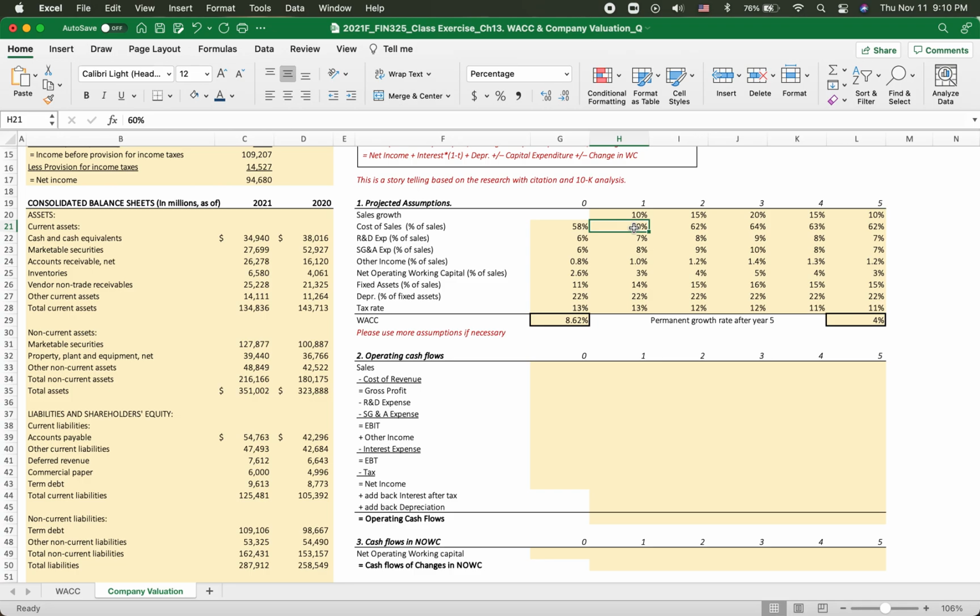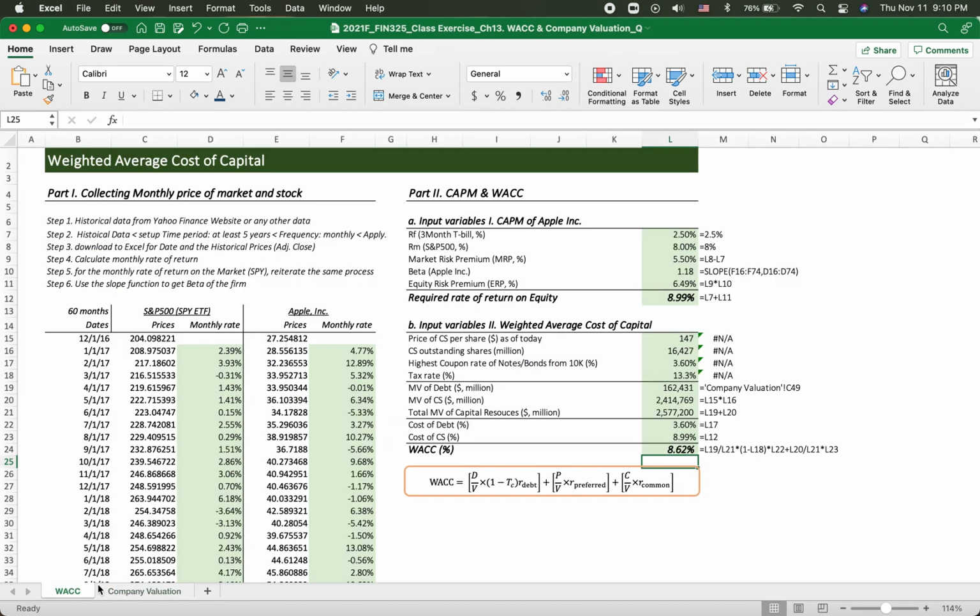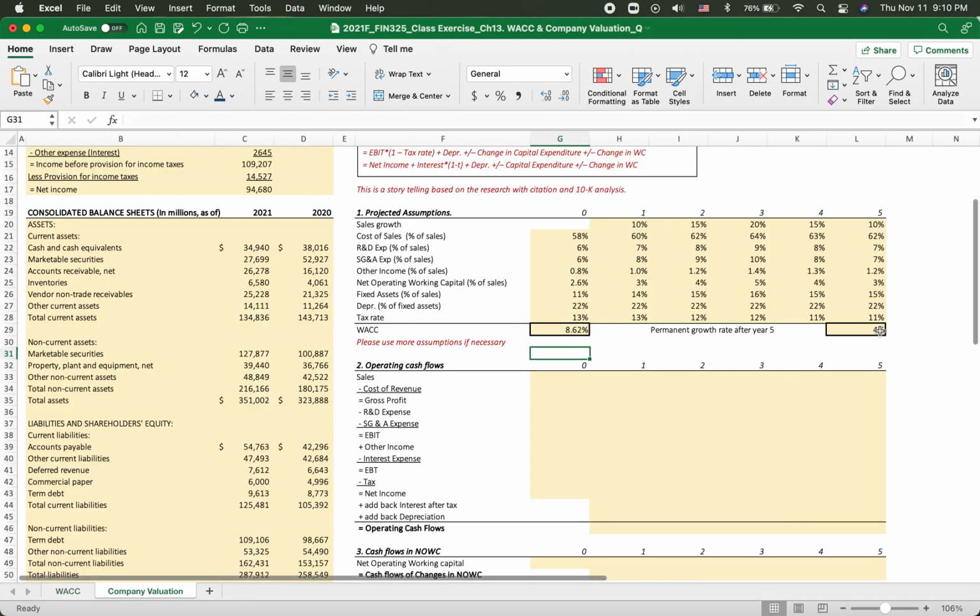All numbers are hard number inputs. That means that you need to prove why this percentage. I put this in the projected assumption part. Okay, and then WACC: I linked the WACC calculation from the previous sheet, and then this permanent growth rate I put at 4%. Based on the research, you also have to put this percentage of permanent growth rate.